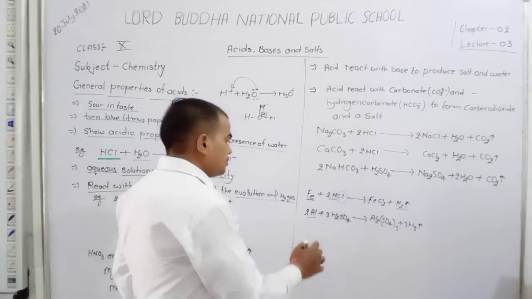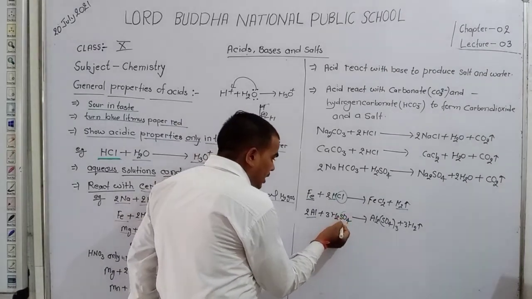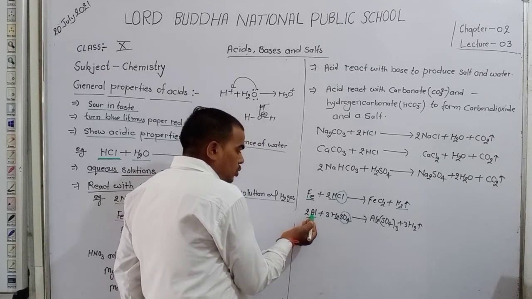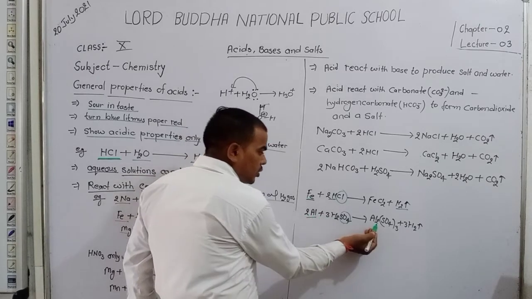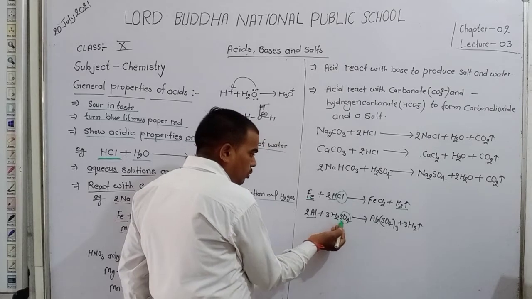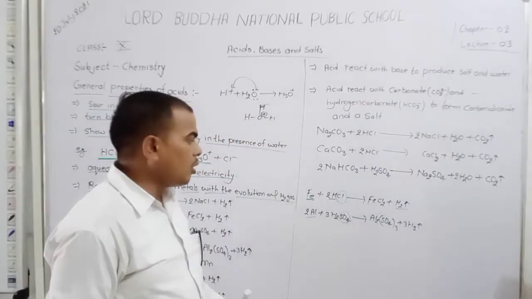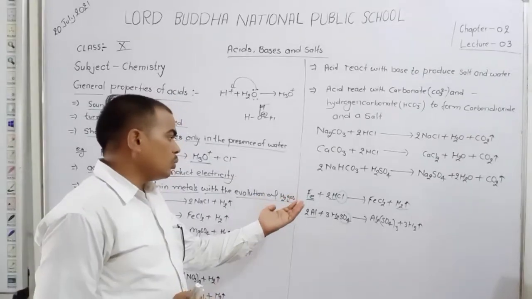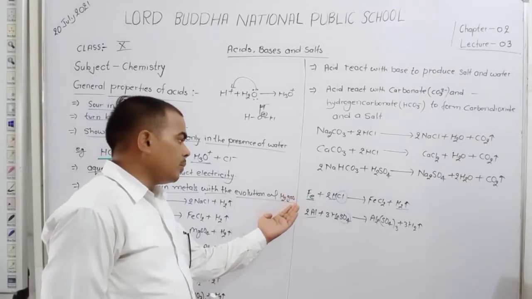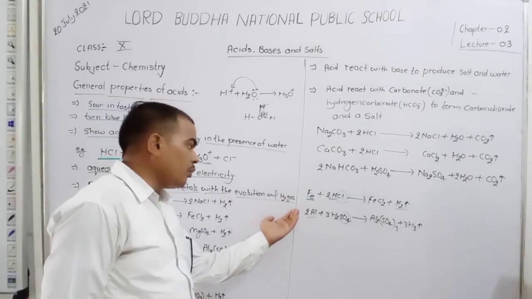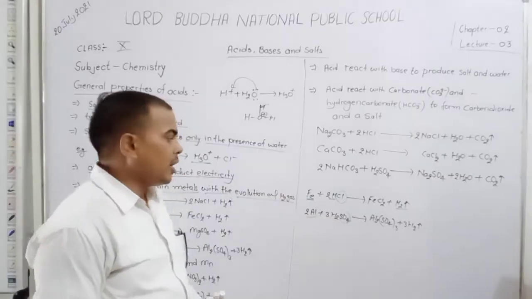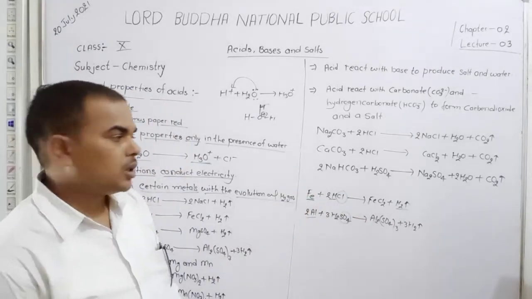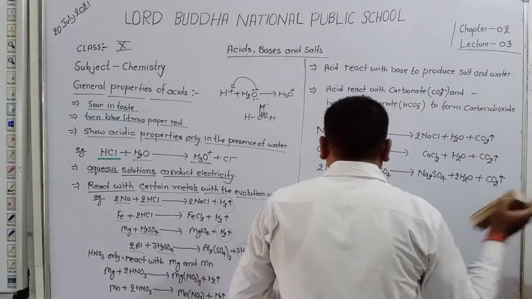Okay, and here the remaining part is SO4. The number of SO4 is 3. So with 2 aluminium, 3 SO4 are joined and form aluminium sulfate. I think you understand how we convert the reactions of metal with acid into the formation of salt and hydrogen gas. Okay, student. Now discuss the next point.